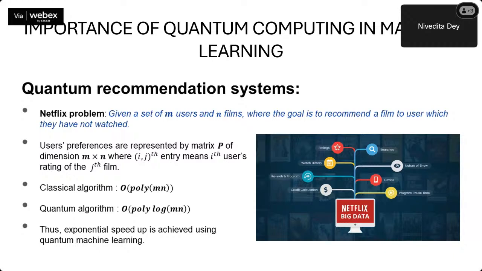So basically, QML right now is becoming a booming field because of a few reasons. That is, right now we want something in the next era. We want something as a hybrid model of computation, right?